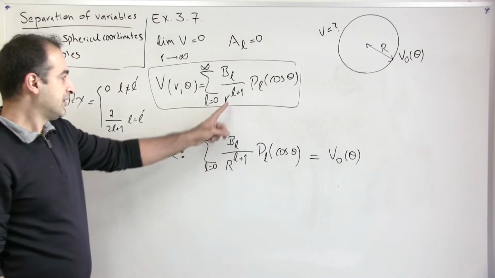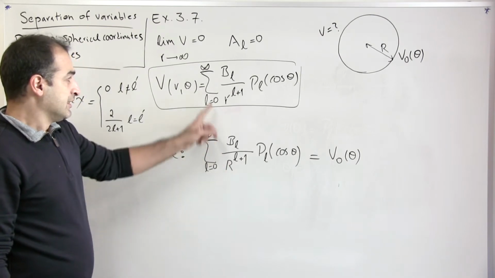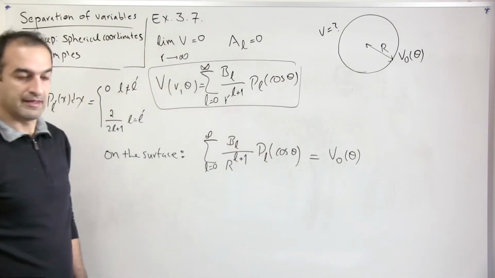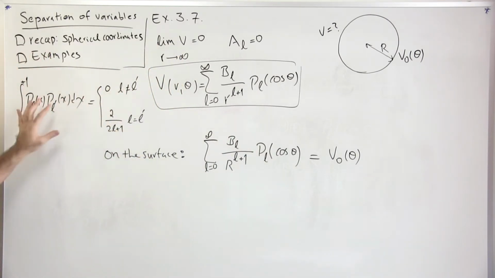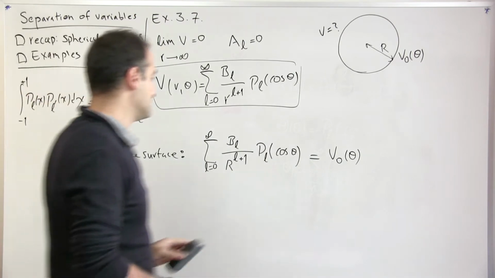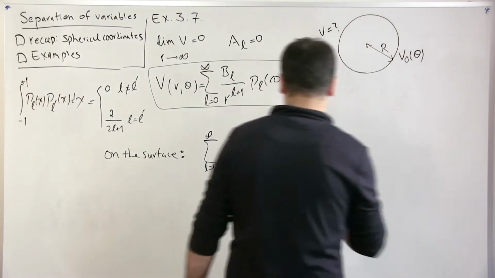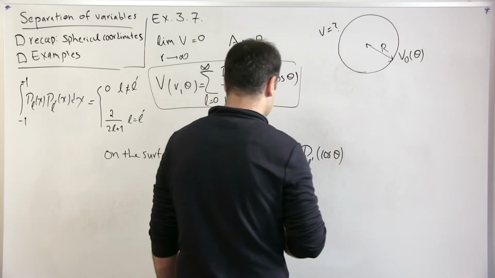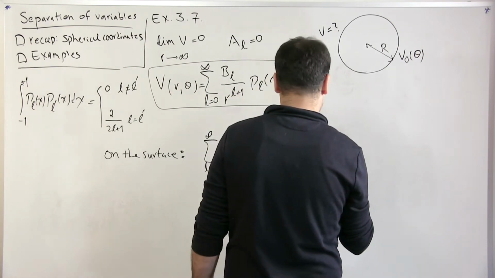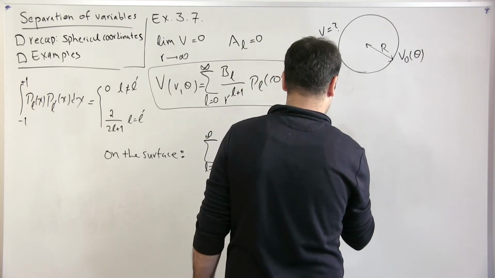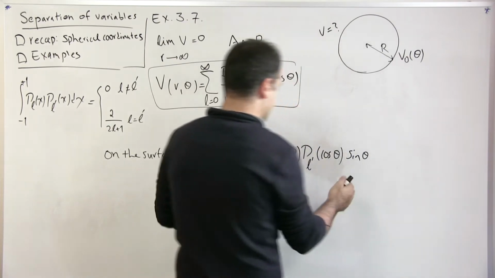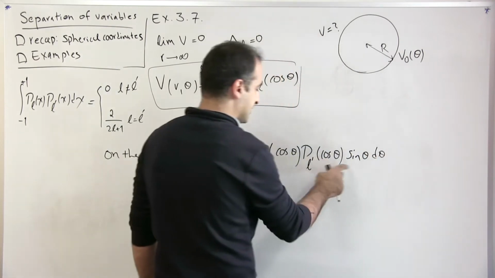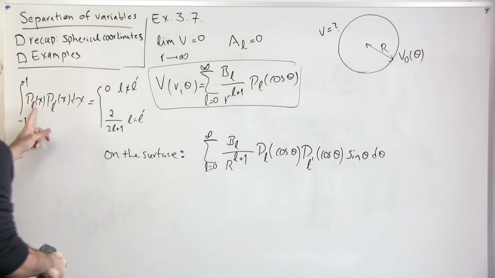So R equals capital R takes us to the surface of this, and we know that the potential is specified there. Now I want to use this characteristic orthogonality of the Legendre polynomials where I multiply this by P_L' of cosine theta, and I integrate it with P_L' cosine theta sine theta d theta, so I must change the variables from x to cosine theta.